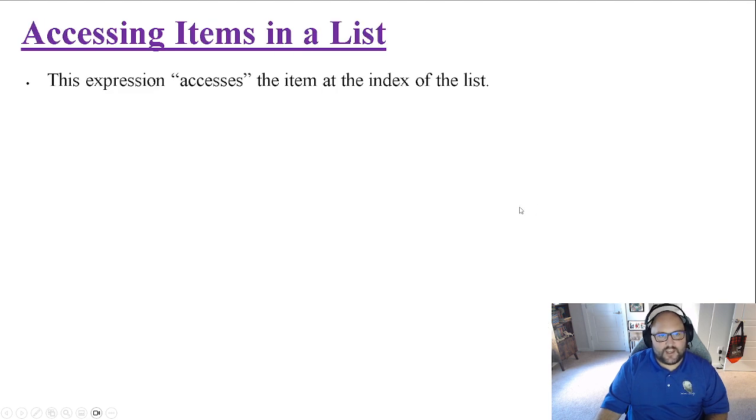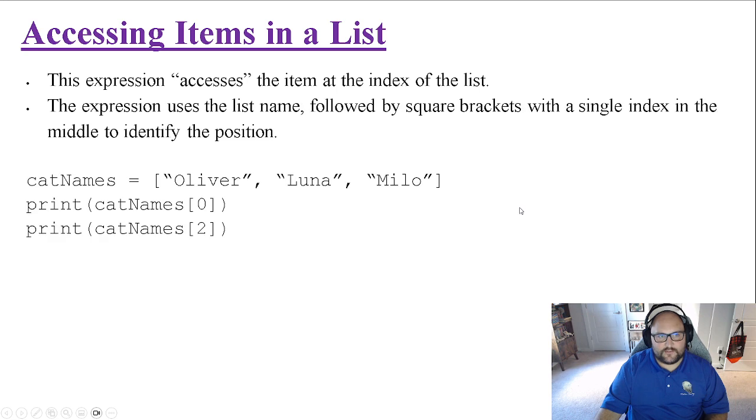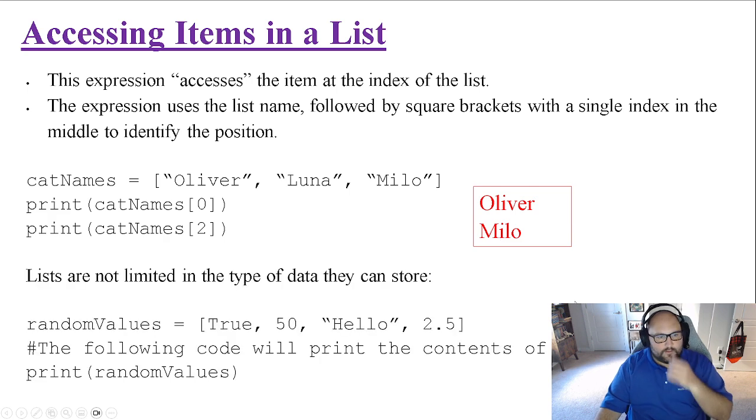The expression accesses the item at the index of the list. So basically, if cat names is the name of our list, and in our square brackets we put 0, it's going to pull out Oliver. If we put a 2 in the bracket, it's going to pull out Milo, because Milo is what is actually at that position. So this would print Oliver and Milo. Lists are not limited in the type of data they can store.